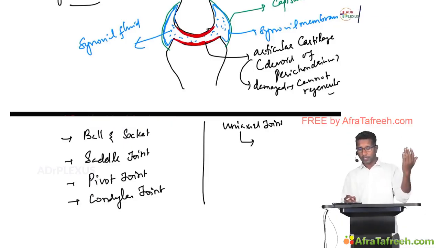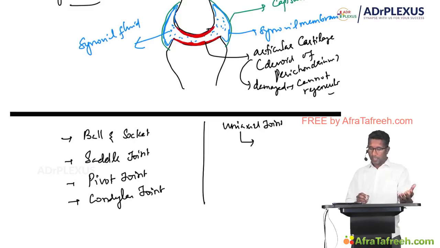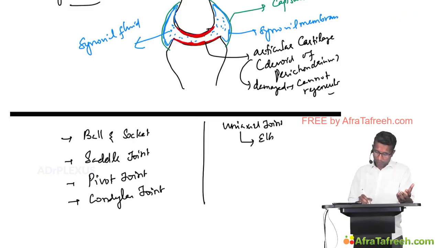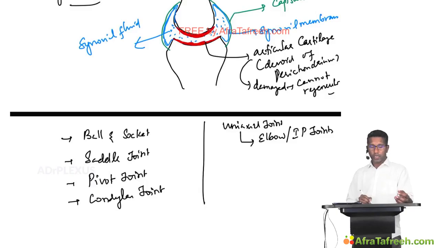It moves in only one direction. Yes, hinge joint is a type. Yes, elbow joint, very good. The elbow joint and the interphalangeal joints of the fingers are examples of a uniaxial joint.